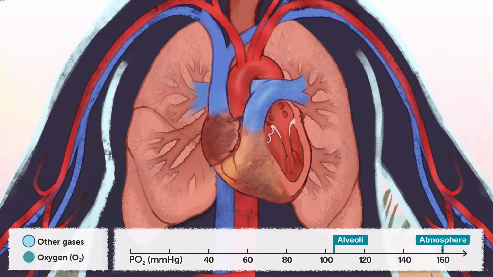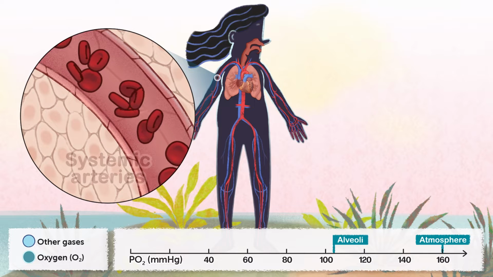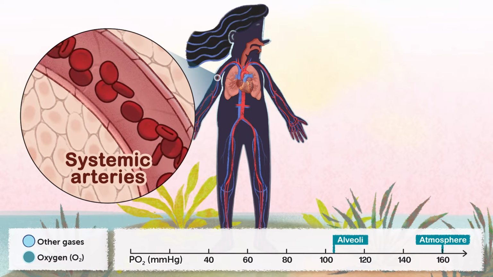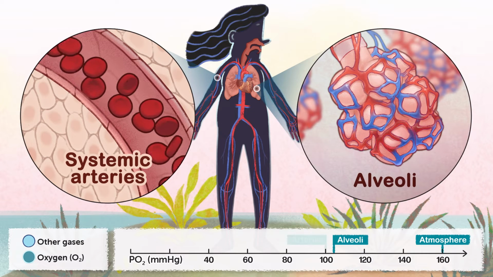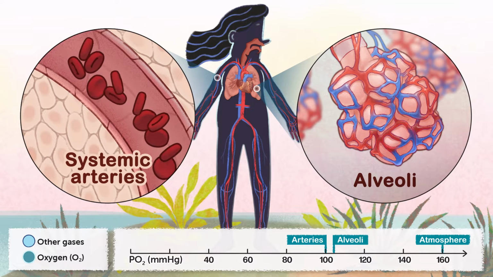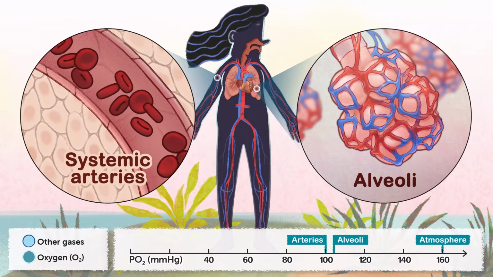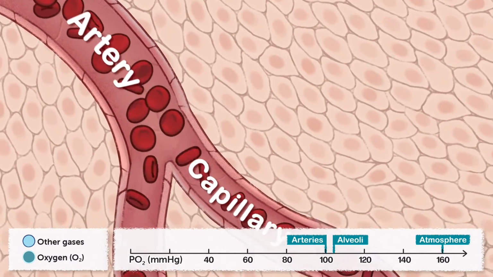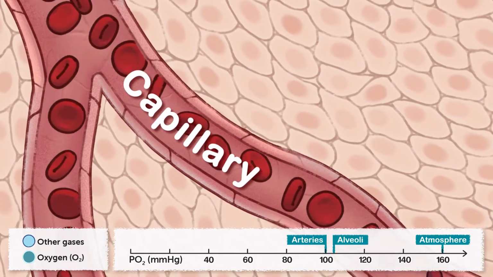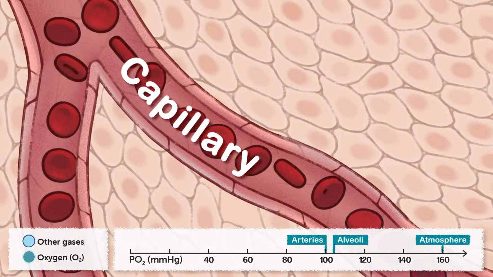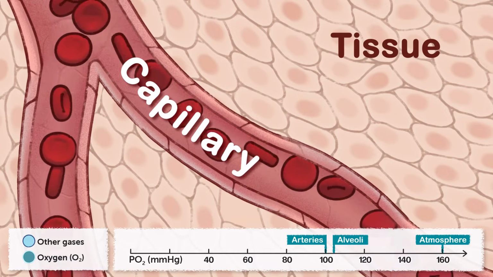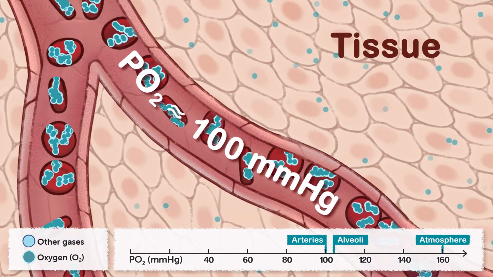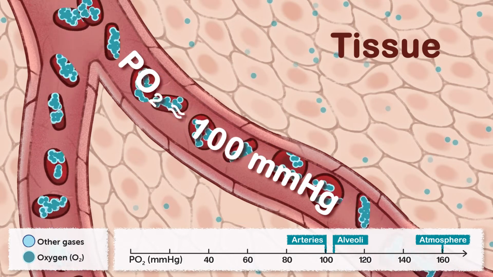It travels to the left side of the heart and is pumped into blood vessels called systemic arteries. The PO2 in the systemic arteries is about the same as in the alveoli, around 100 millimeters of mercury. Systemic arteries deliver oxygen-rich blood throughout the body. The arteries lead to tiny blood vessels called systemic capillaries, which provide blood to the tissues. The PO2 in the blood entering the capillaries is about 100 millimeters of mercury.